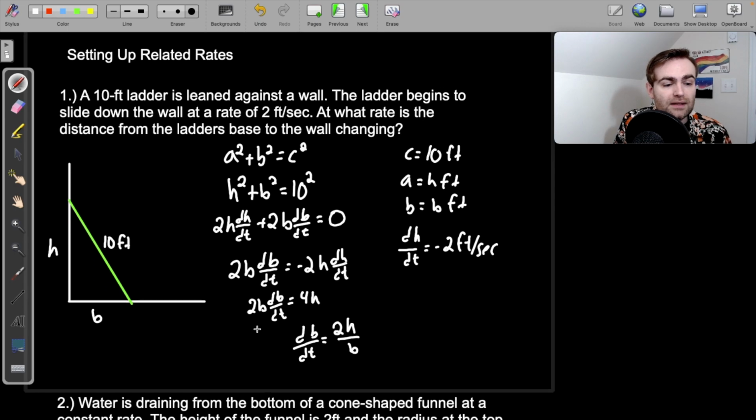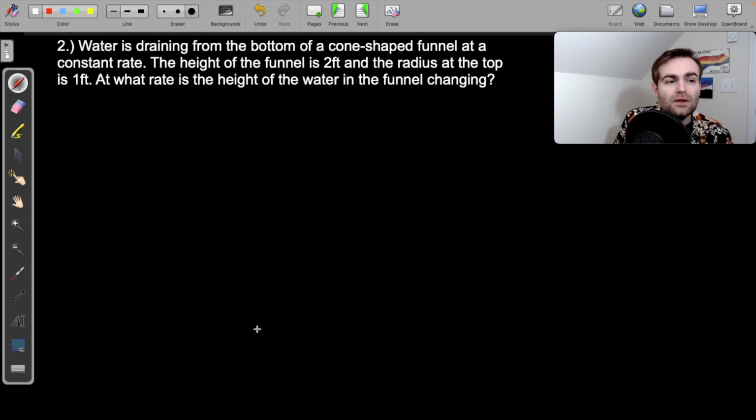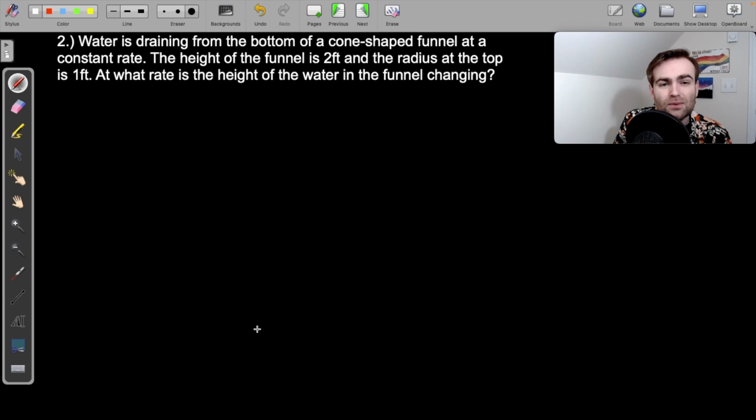All right. The next one. Water is draining from the bottom of a cone-shaped funnel at a constant rate. The height of a funnel is 2 feet and the radius at the top is 1 foot. At what rate is the height of the water in the funnel changing? So this one is a little strange and it caught me off guard. So first thing, we're talking about a cone and we know that water is draining from it, so the volume is draining from it at a constant rate. The volume is decreasing at a constant rate.